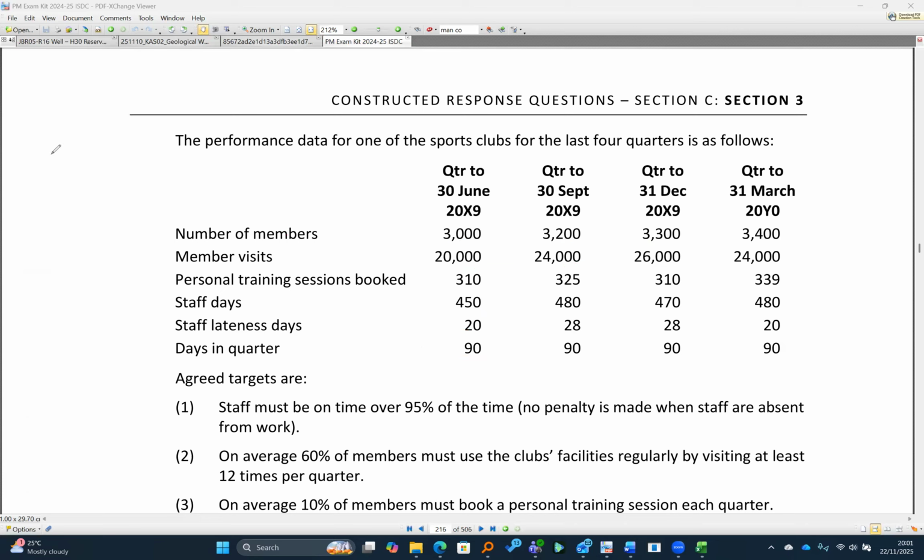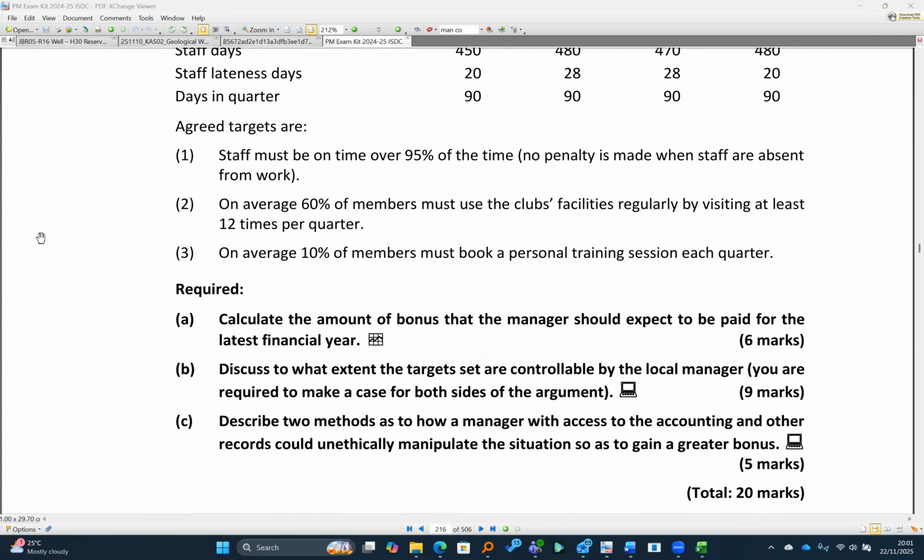First of all, if you look here, you can check whether there is anything that they can't control. So these are the agreed targets. Staff must be on time over 95% of the time. No penalty is made when staff are absent from work.